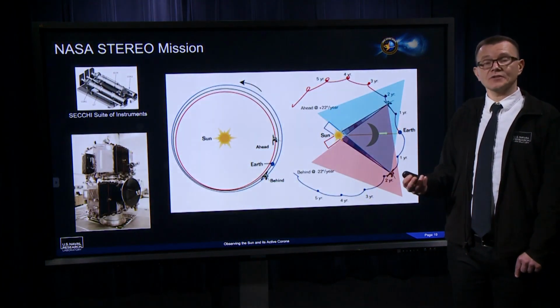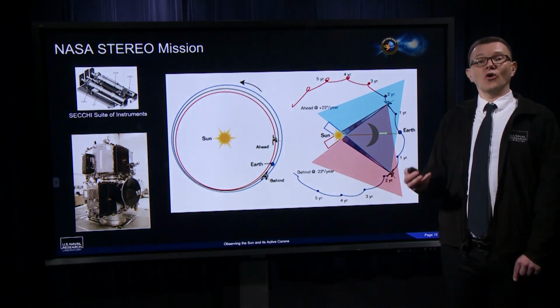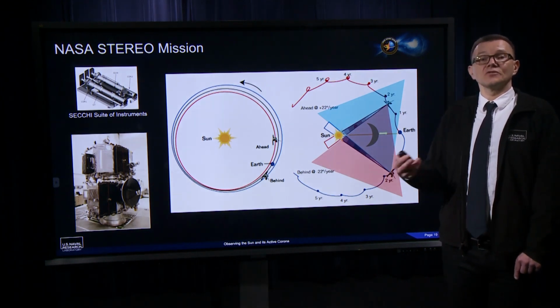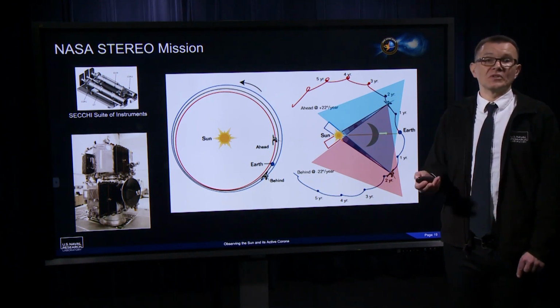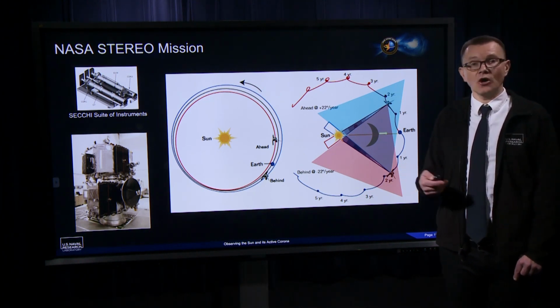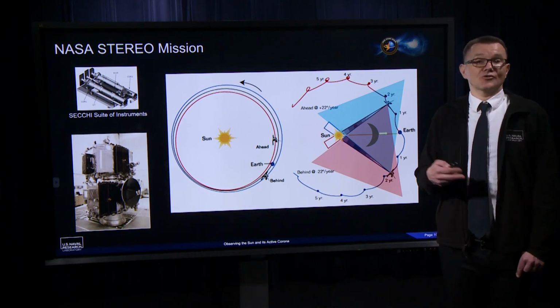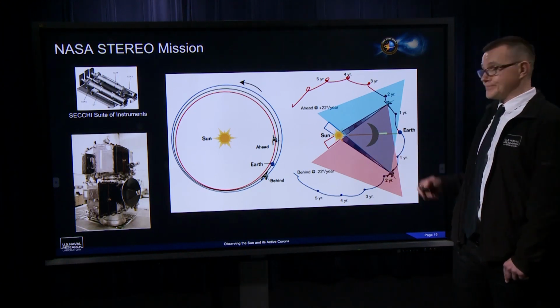The heliospheric imagers allow tracking CMEs beyond the field of view of coronagraphs. And in the case of STEREO, they could see the CMEs propagating up to the Earth, as I try to show here in this slide.